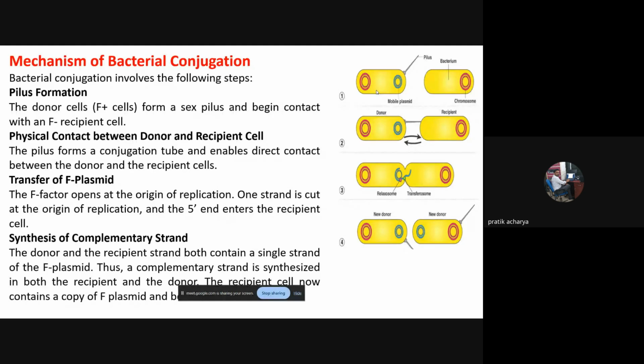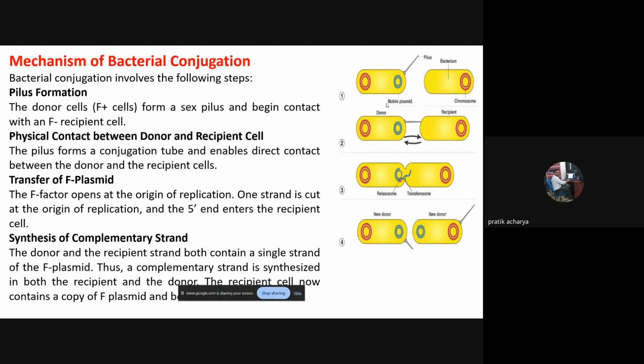So these are the steps. Formation of pilus. Just look at this picture here. This is the pilus. The F positive, that means the cell which has the fertility factor, extends a structure called the sex pilus towards the F negative. F positive is the donor, F negative is the recipient. Clear?